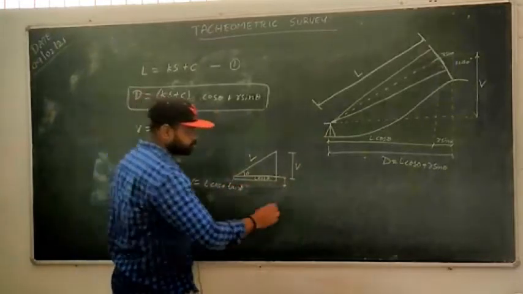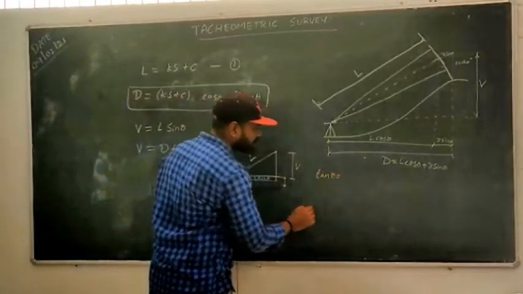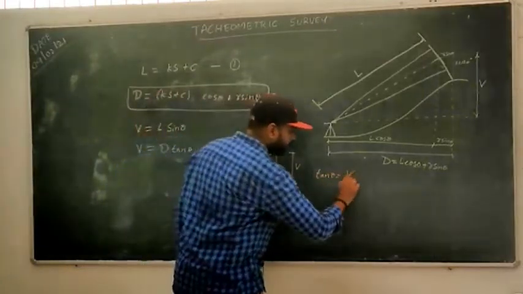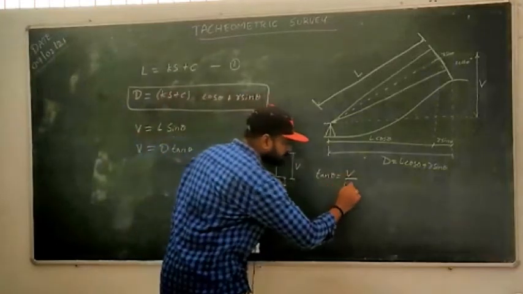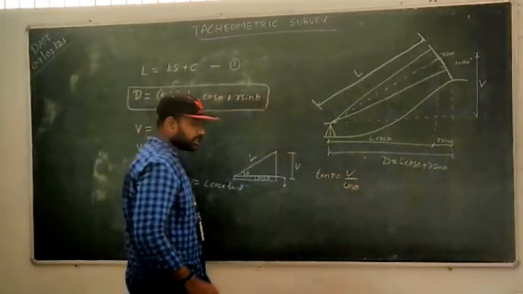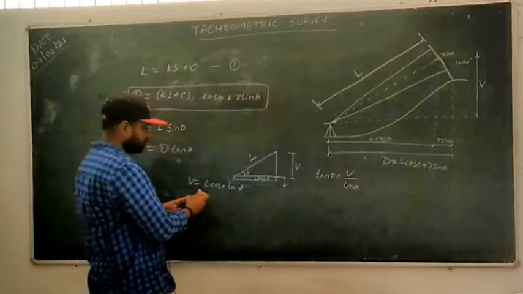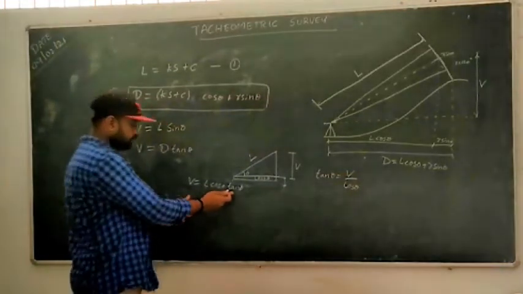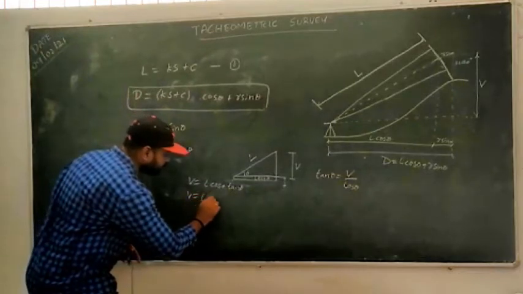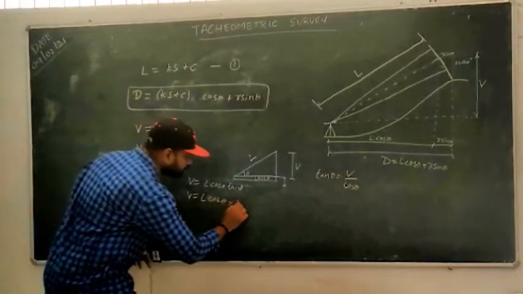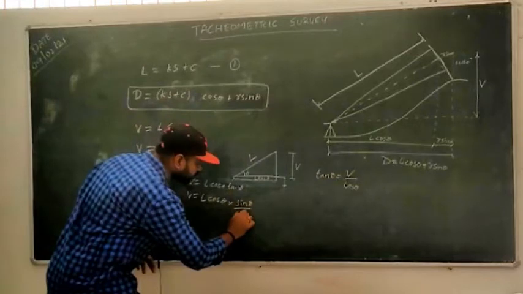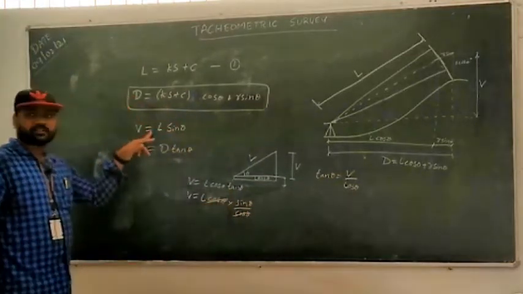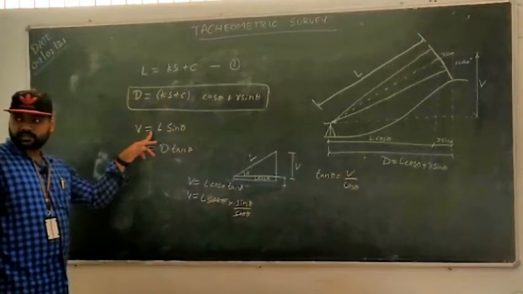This is not. Don't get confused. Tan theta is equal to what? Opposite by adjacent, right? So here opposite is V, adjacent is L cos theta. So V is equal to L cos theta into tan theta. Now again, if you simplify this, L cos theta into sin theta by cos theta. Can I write like this? So cos theta gets cancelled. What will remain?